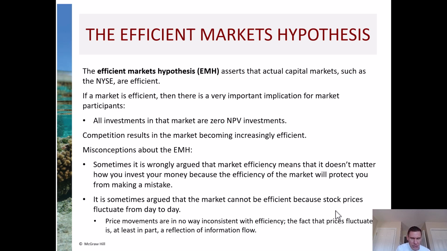So there are some misconceptions about the EMH. Sometimes it's wrongly argued that market efficiency means that it doesn't matter how you invest your money because the efficiency of the market will protect you from making a mistake, and that's just not true at all. It's also sometimes argued that the market cannot be efficient because stock prices fluctuate from day to day. Now, we know that price movements are in no way inconsistent with efficiency, right? The fact that prices fluctuate is, at least in part, a reflection of information flow.